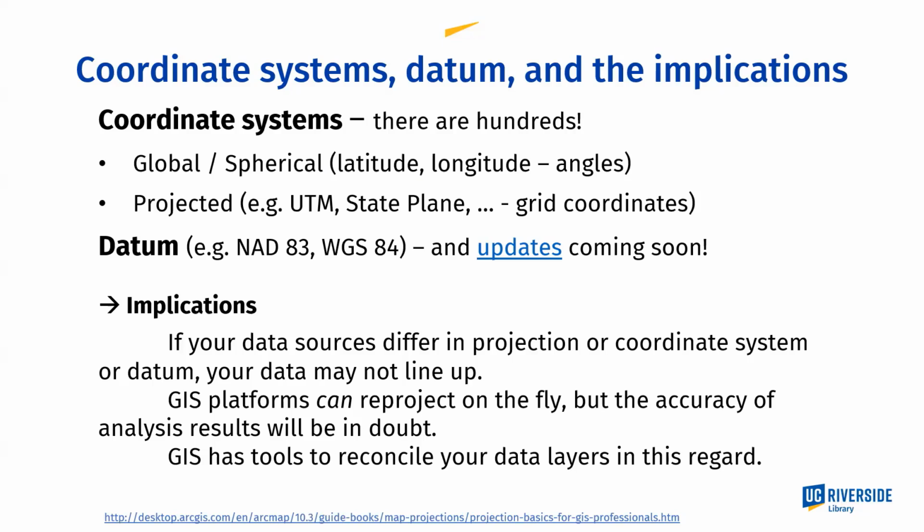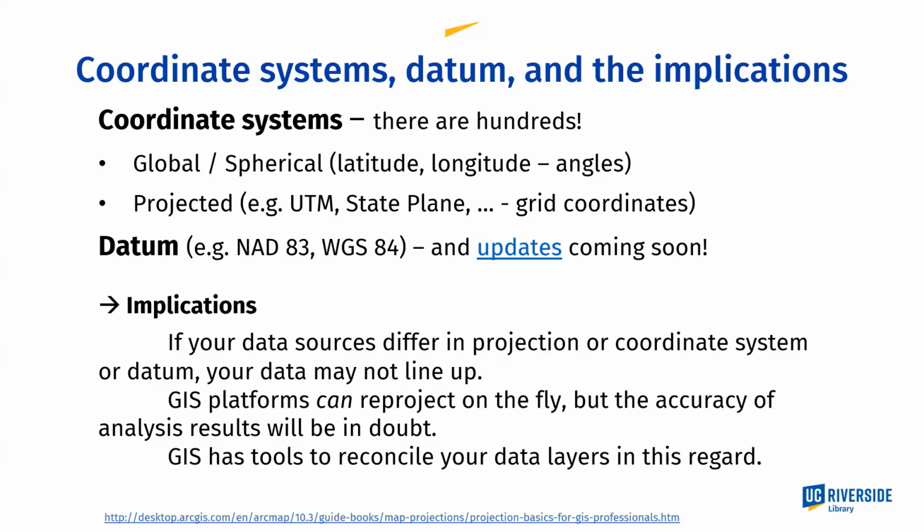Projected coordinate systems are dealing with, we've already flattened this out. Now we're on a two-dimensional surface. We know what to do. We can create a grid and we can assign numbers to that grid. And there are several hundreds probably of projected coordinate systems as well.